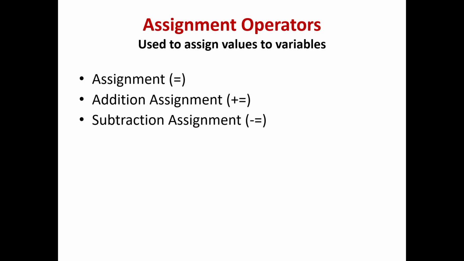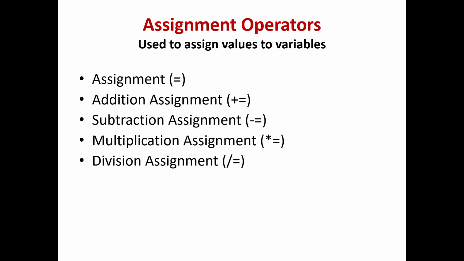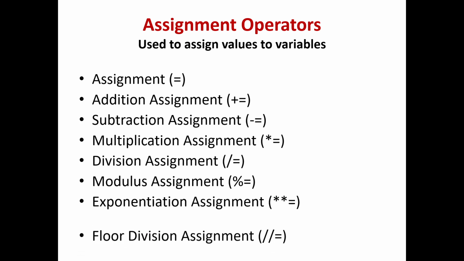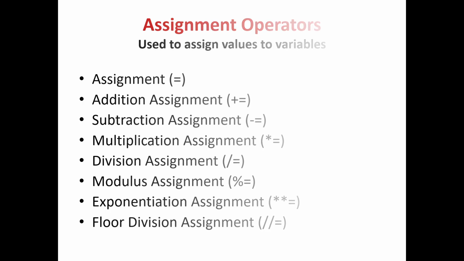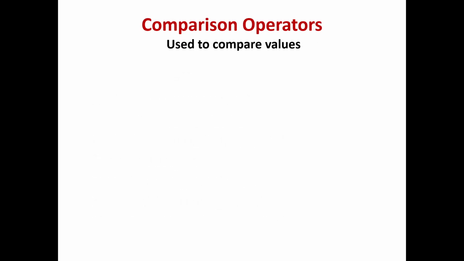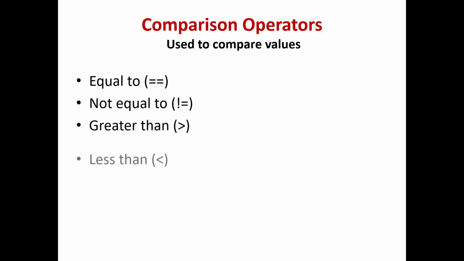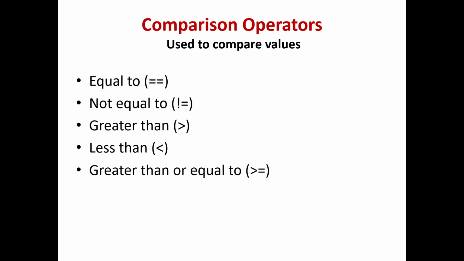The next operator that we have is the assignment operators, which are used to assign values, like equals to, addition assignment, subtraction, multiplication, division, modulus, exponential, as well as floor division. The third operator that we have is the comparison operator. In Python, if we want to compare the values of two variables, we use double equals to. Not equal to is denoted by an exclamation mark and then equals to. Then greater than, less than, greater than equals to, less than equal to are these operators.